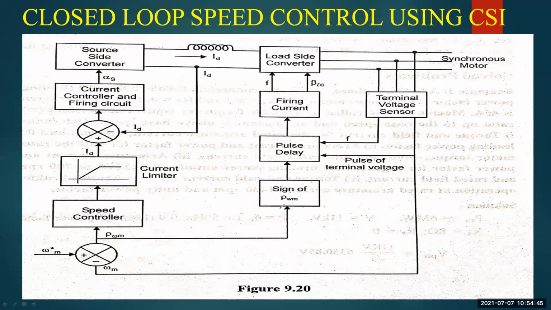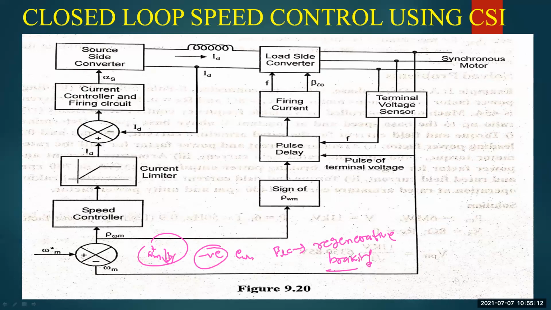Similarly, when the reference speed omega m star decreases, it gives a negative speed error, and beta LC is set to regenerative braking mode operation, and the motor decelerates. The speed decreases, the motor decelerates, that means omega m is decreasing.